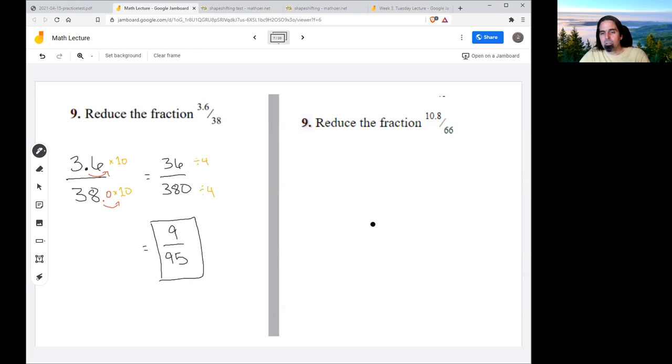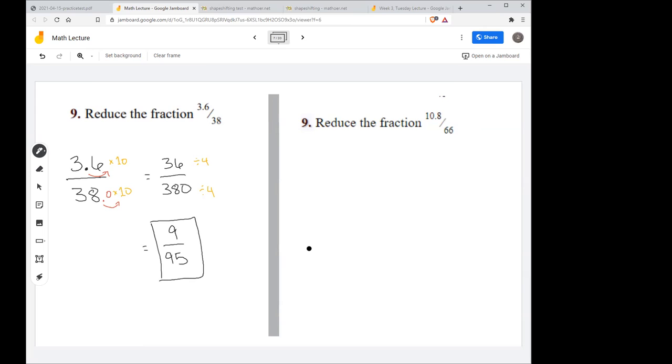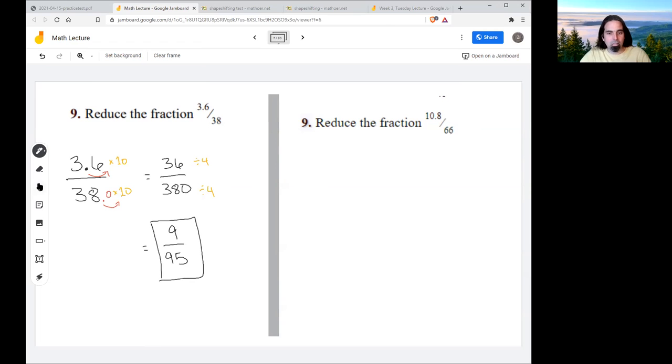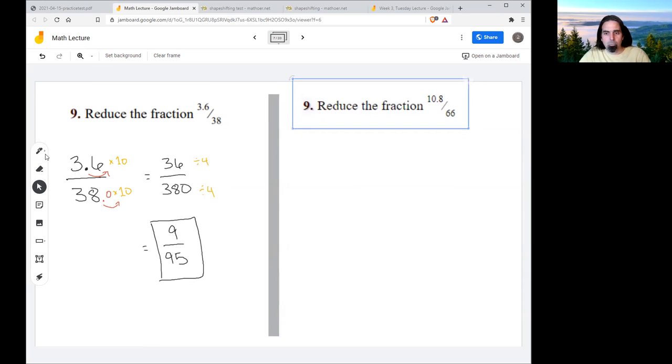Anyone want me to do the other test version of it? Sure. Okay. So reduce 10.8 over 66.